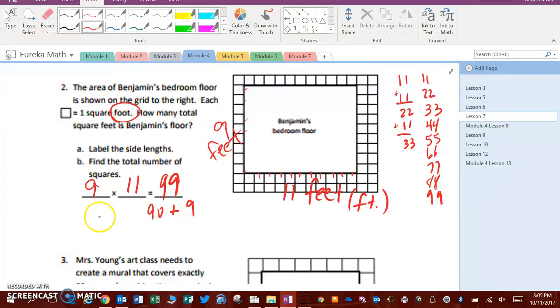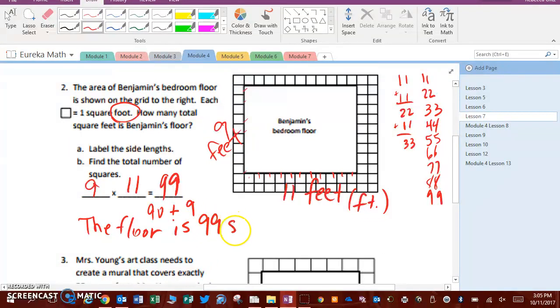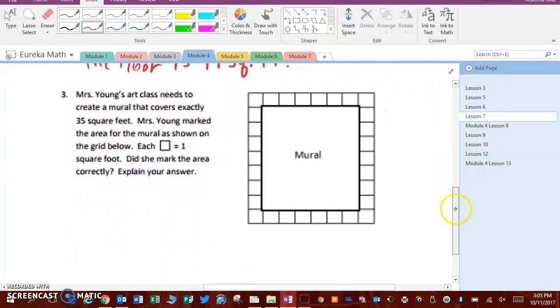So we're going to answer that question by writing a sentence. The floor is 99 square feet. And that's that. Underneath this white space is 99 square feet, or 99 squares. Okay? Let's do number 3.